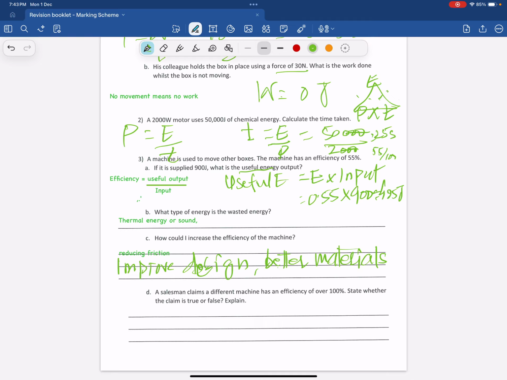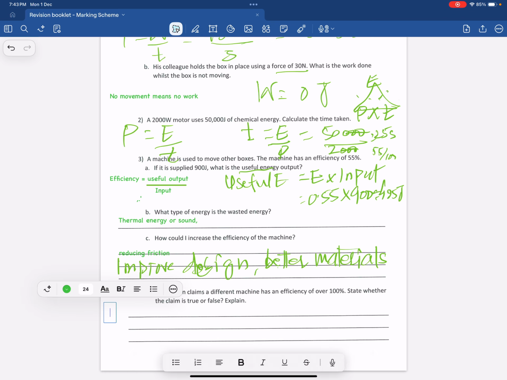Now a salesman claims that a different machine has an efficiency of over 100%. State whether the claim is true or false. So first of all, I say, hopefully it is writing now. So false claim. Okay. Now I need to say, of course, it is impossible that any machine to have an efficiency of greater than 100. And why is it so?